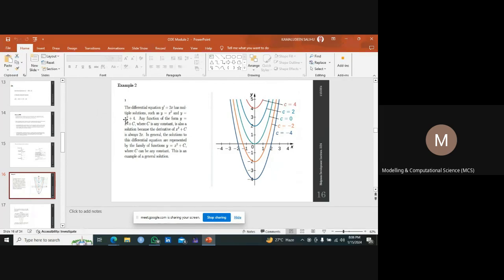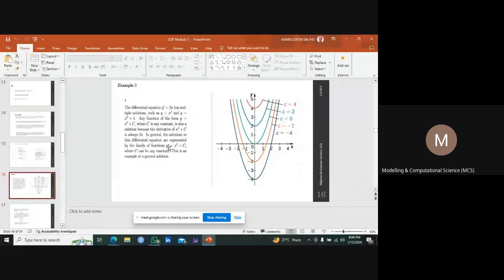That is when you differentiate x squared. So that is what this is saying. So y equals x squared plus c, where c is any constant, is also a solution, because the derivative of x squared plus c is always 2x, as I said. So in general, the solutions to this differential equation are represented by the family of functions.